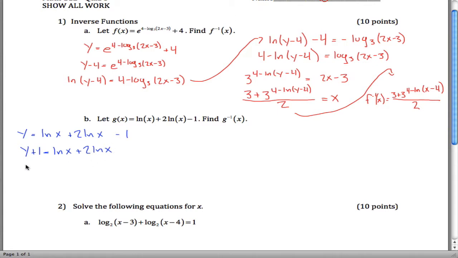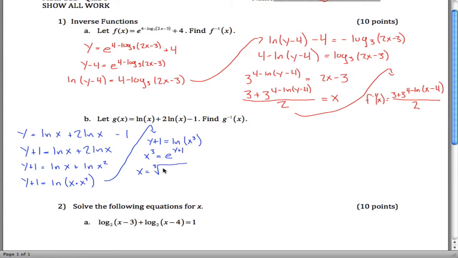So you take this 2 and bring it up to this exponent to get y plus 1 is equal to natural log of x plus natural log of x squared. At which point you could use another log rule. Say the sum of logs is the same as the log of the product. So what we get here is that y plus 1 is equal to the natural log of x cubed. Okay, and then e to both sides of the equation will give you x cubed is equal to e to the y plus 1. And take the cube root of both sides, and you get x is equal to the cube root of e to the y plus 1. So g inverse of x is equal to the cube root of e to the x plus 1.